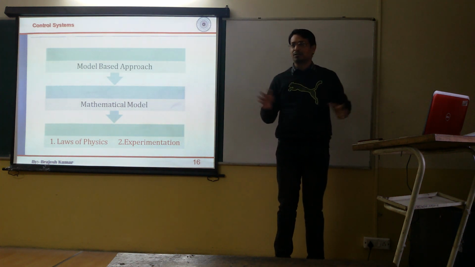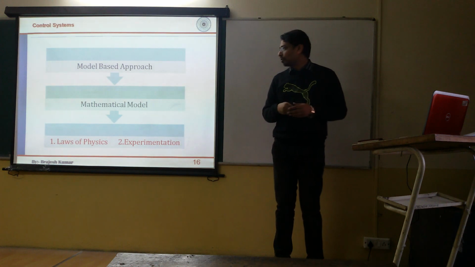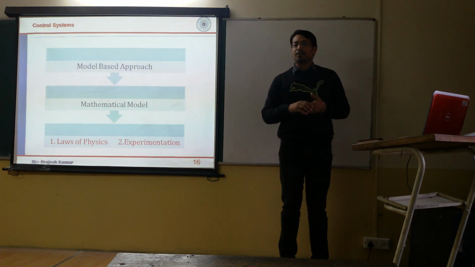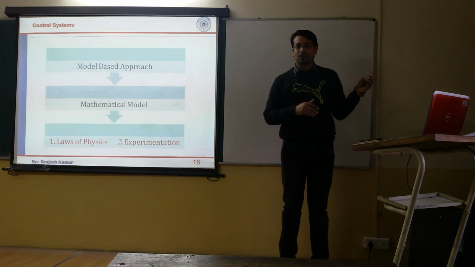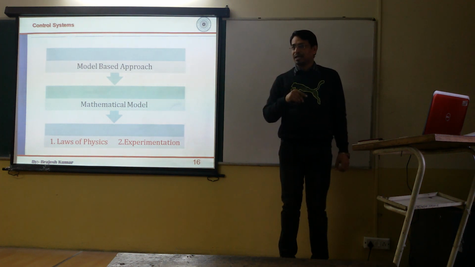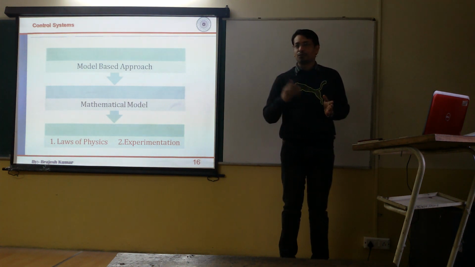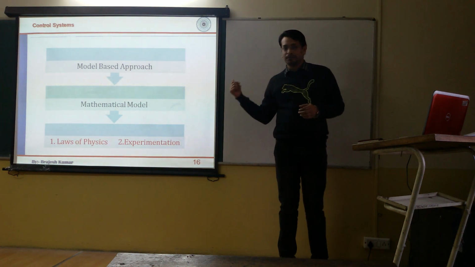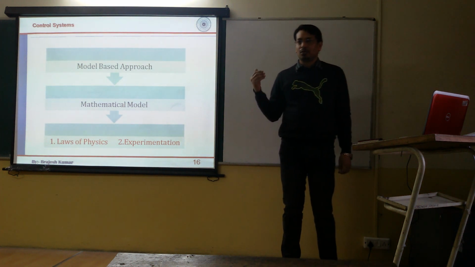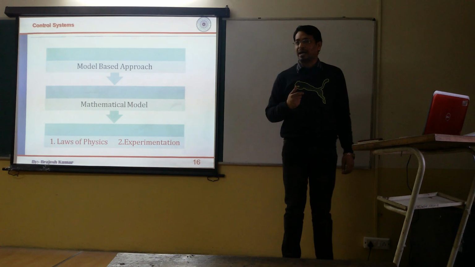But suppose the overall system is too complex, so that you are not able to apply the laws of physics. So what will you do? You will go for an experimentation approach. In the experimentation approach, you will treat the whole system as a black box. You will provide a certain input and note down the output. Based upon a certain method which you will learn in later classes, you can derive your transfer function and the input-output relation. You are not going to apply physical laws; just based upon the input-output relationship you will derive your mathematical model. This particular approach is known in the literature as system identification.